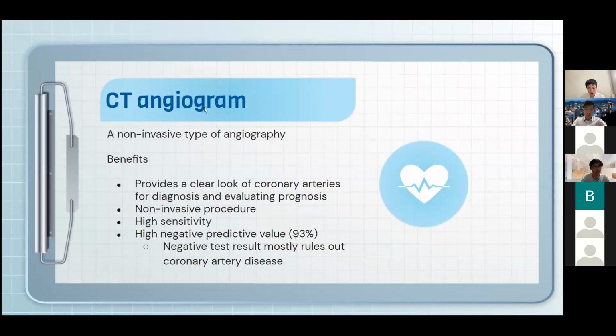So CT angiogram is another imaging modality, but that is non-invasive, and that in fact does not require the catheter to actually be inserted. So the benefits compared to the angiogram is that it also provides a clear look of coronary arteries for diagnosis, as well as evaluating the prognosis of the patient. It is non-invasive, and it has a very high sensitivity and high negative predictive value, in that a negative test results mostly rules out coronary artery disease.